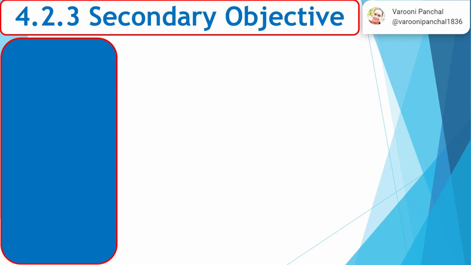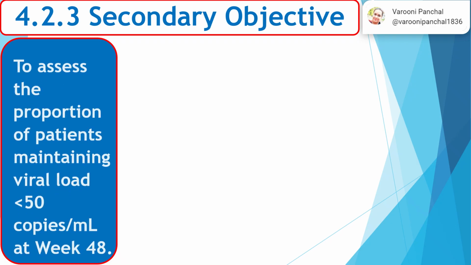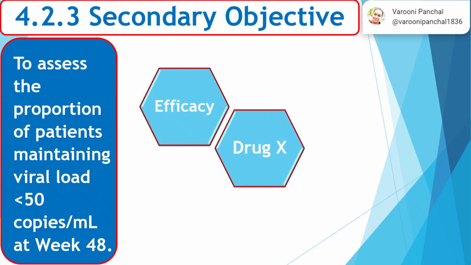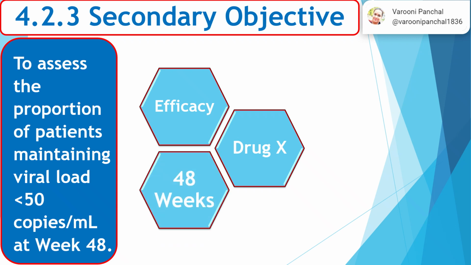(4.2.3) Secondary objective: to assess the proportion of patients maintaining viral load less than 50 copies per milliliter at week 48. Explanation: a secondary endpoint extends the observation period to assess the long-term efficacy of drug X. While the primary endpoint focuses on 24 weeks, this objective looks at whether viral suppression can be sustained over 48 weeks.